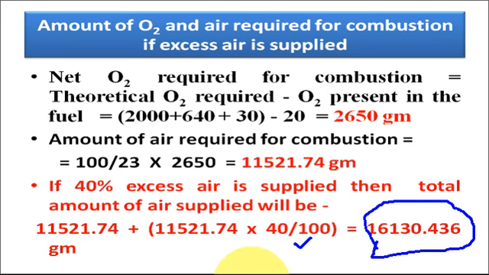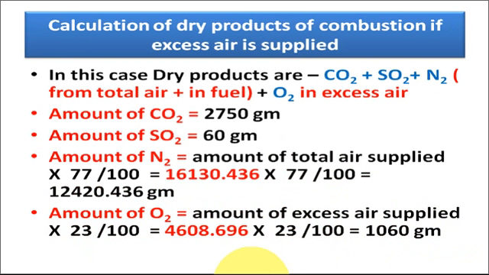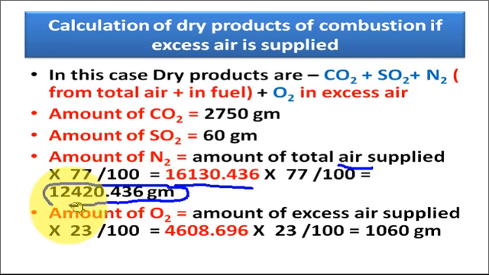So to calculate the amount of nitrogen in the dry product, we have to multiply the total air supplied by 77 by 100. So this gives the amount of nitrogen in the dry products. So we have here the amount of carbon dioxide, amount of sulfur dioxide and now amount of nitrogen. Next is the amount of oxygen in the dry product.